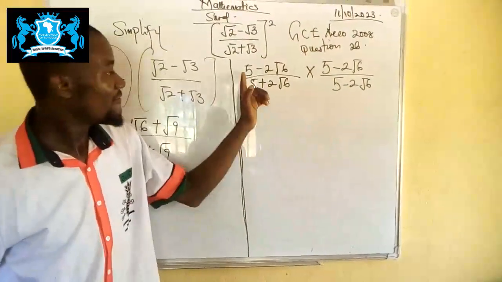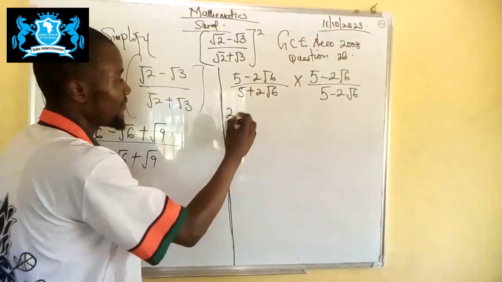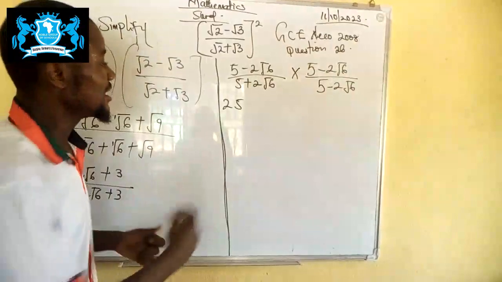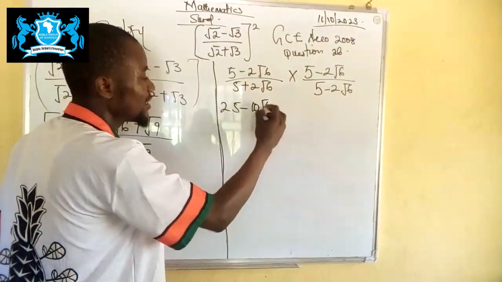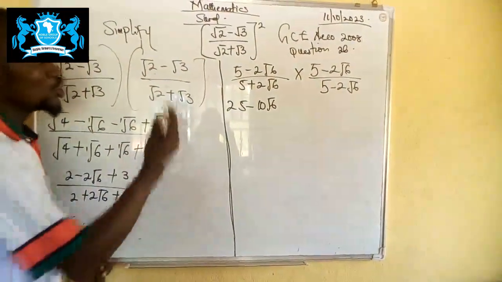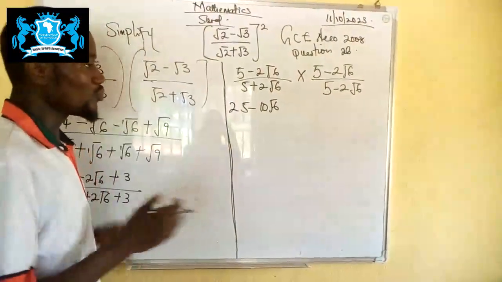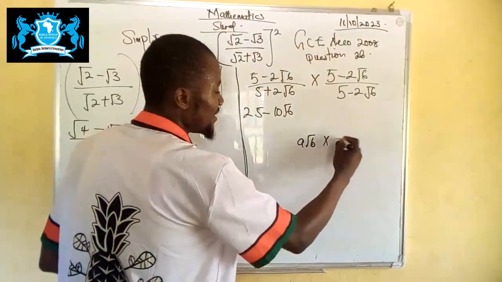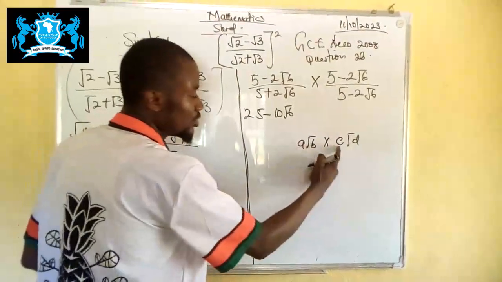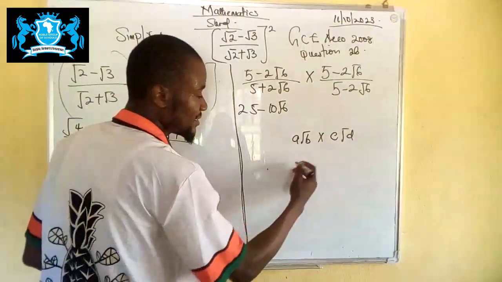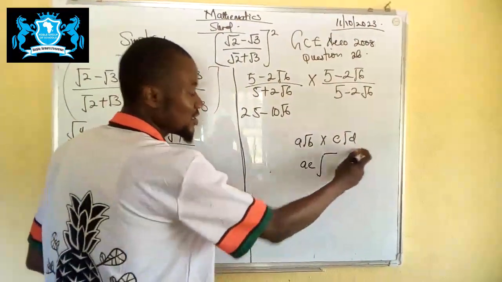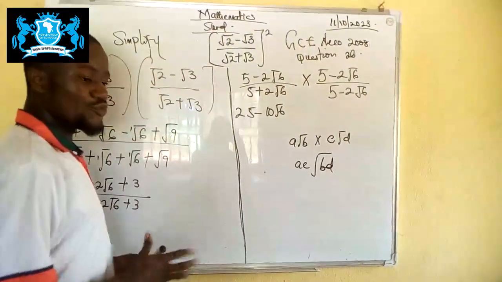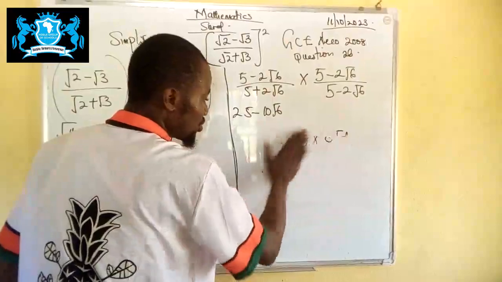Now, what are we going to do? Start multiplying. 5 times 5 is 25. Then 5 times −2√6 is −10√6, because in the multiplication of surds, number will multiply number and surd will multiply surd. What do you mean? For example, if we have a√b times c√d, the numbers outside will multiply each other, a times c is ac, then the ones under the surd will multiply each other, b times d is bd. This is one of the rules of surds, and this is the multiplication rule.